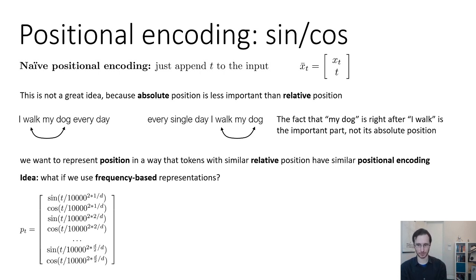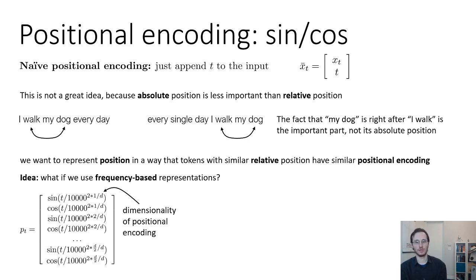So the length of the vector is d, that's the dimensionality. And every entry in that vector is a sine or a cosine applied to the time step t divided by some frequency. In this case it's an arbitrary choice, but it's 10,000 to the power 2 times something over d. So the first entry is the sine of t divided by 10,000 to the power 2 over d. Then you get 10,000 to the power 4 over d. Then 10,000 to the power 6 over d, and so on, until you get to 10,000 to the power d over d, which is just 1.